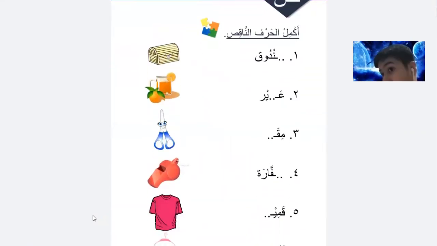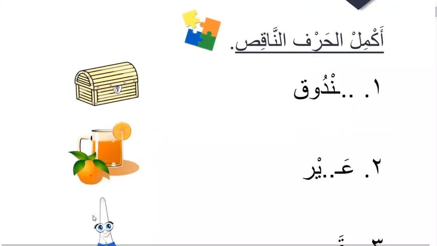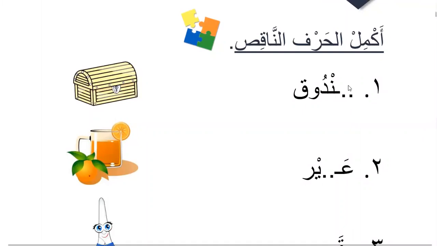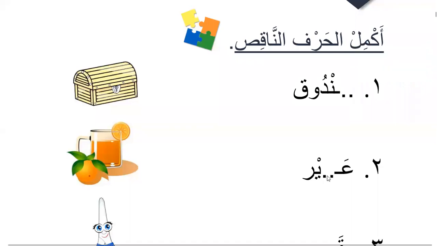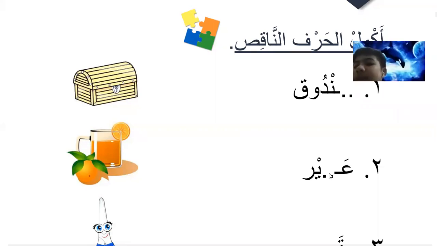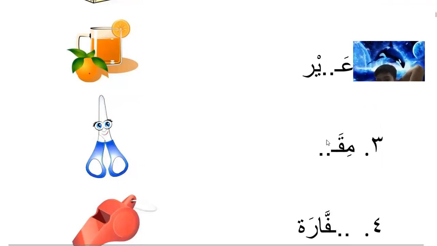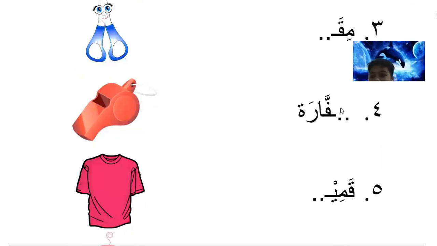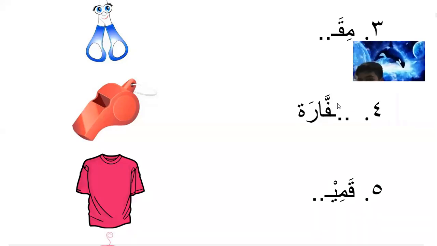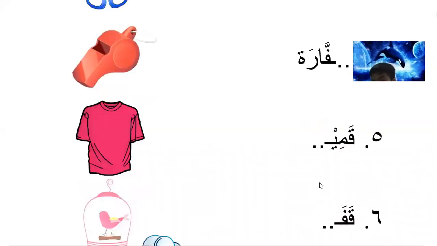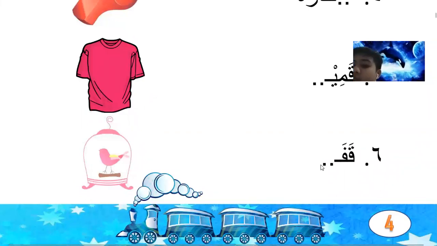Akmilil harfan nakis, complete the missing letter. Sunduk. Good. Then the juice. Asir. Okay, then the scissors is mikas. Good. Safara. Good. Kameez, good. Kafas, good.